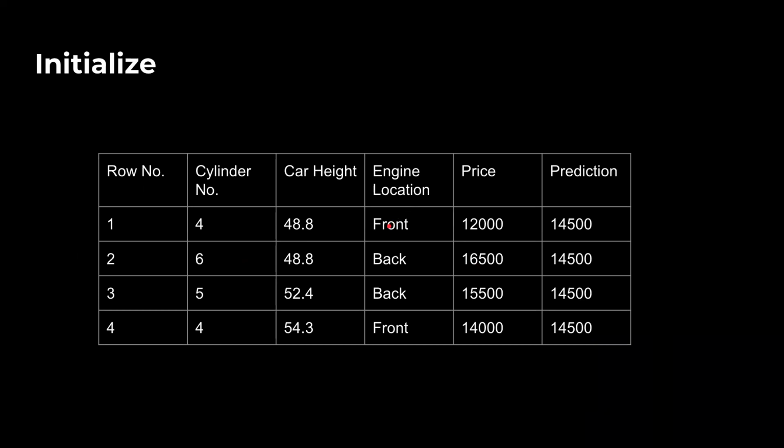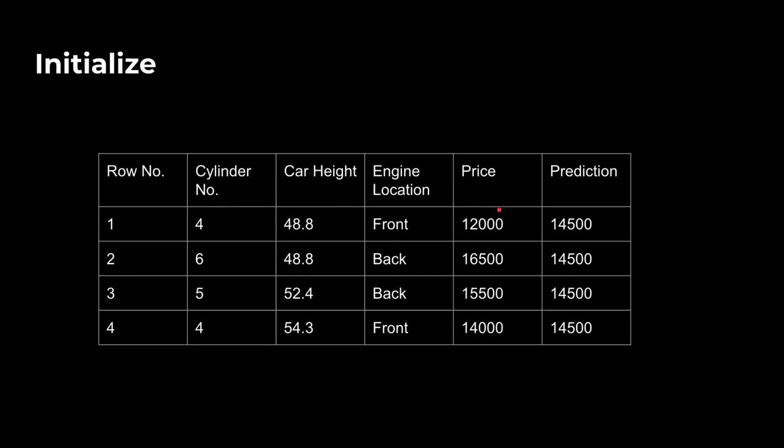Here, we'll use a slightly different data set. We'll start with regression, again, because it's more general, and we'll see later how classification is a specific case of regression. The math is a little bit nicer for regression too. So here we have this data set, right? We're trying to predict the price of different cars, where we're given the cylinder number, the car height, and the engine location, right?